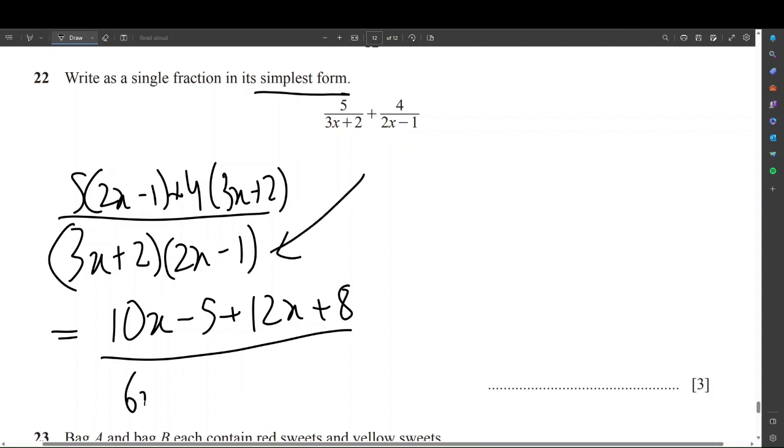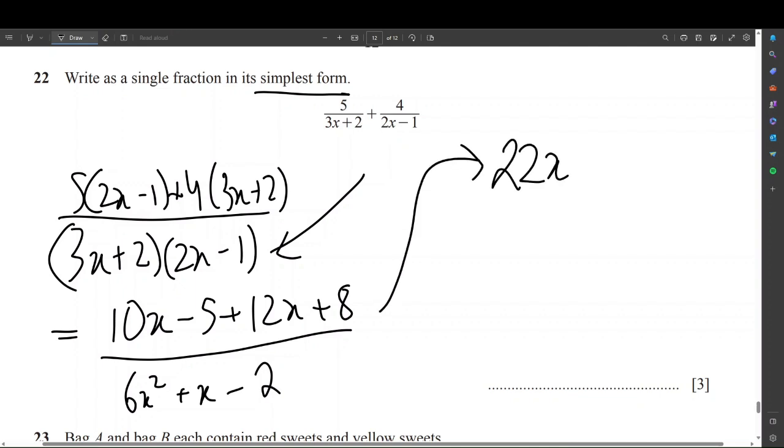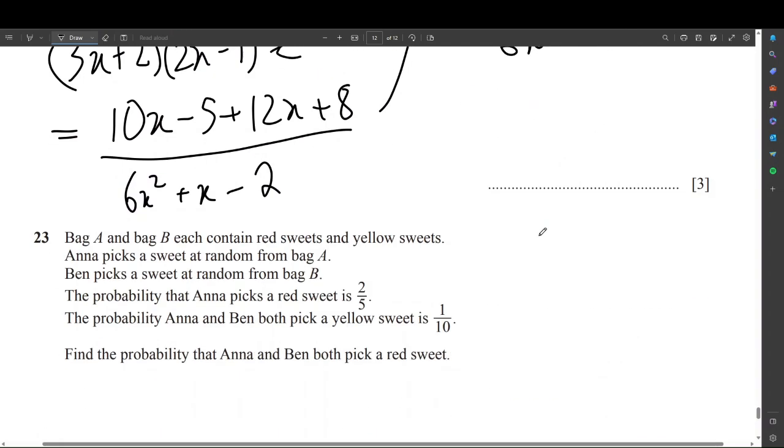So this is going to be 3 into 2, which is 6x squared, minus 3x plus 4x, which is going to be plus x, minus 2. So this ends up being 22x plus 3 divided by 6x squared plus x minus 2. And that's in the simplest form because we cannot divide this any further.